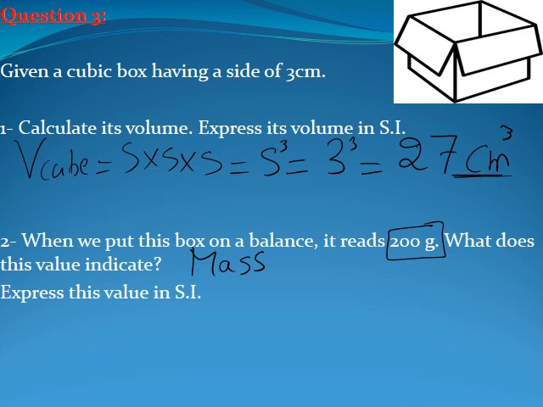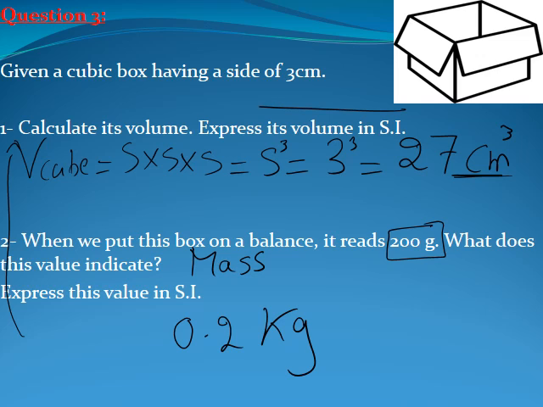So we have to convert from gram to kilogram. Mass 200 gram. We have to convert it into kilogram. So we have to divide 200 by 1000. So it will be 0.2 kilograms. 0.2 kilogram.